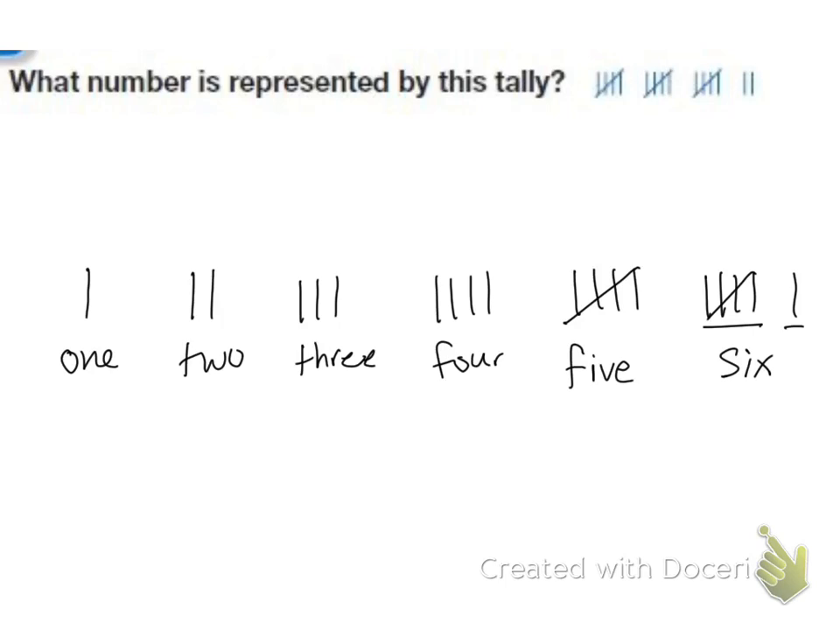So let's look at this. We have 5, 10, 15, 16, 17. So I have 17 tally marks in this picture. What if I have a couple more tally marks? What would that number be? Well, we count by 5s. We have 5, 10, 15, 20, then 21, 22, 23.